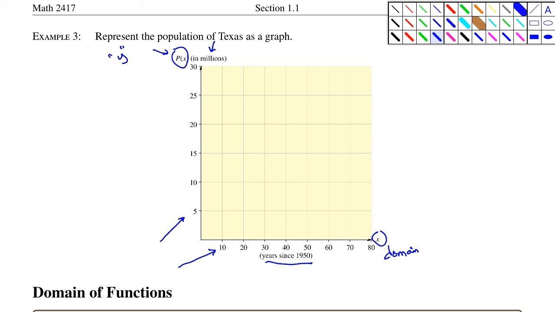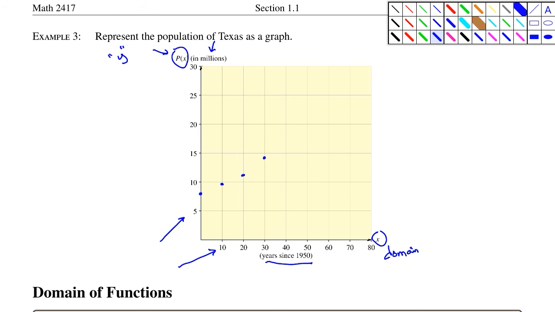Now we go back to the chart on the previous page, and we just plot these points as best we can, right? So for 0 years since 1950, the population was 7.7. So we'll put that about right there. 10 years after 1950 was 9.6. Squeeze that in about there. And then so on. 20 years was 11.2. 30 years was 14.2.